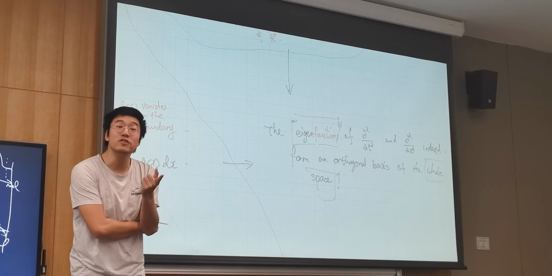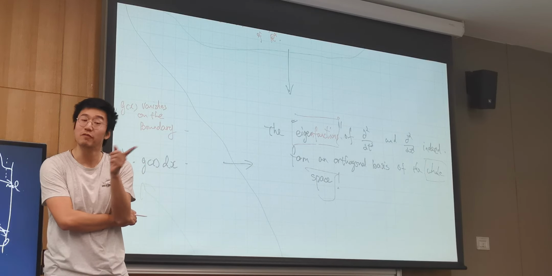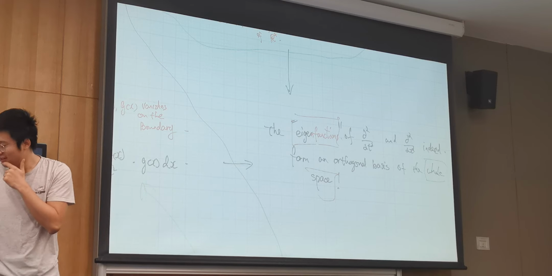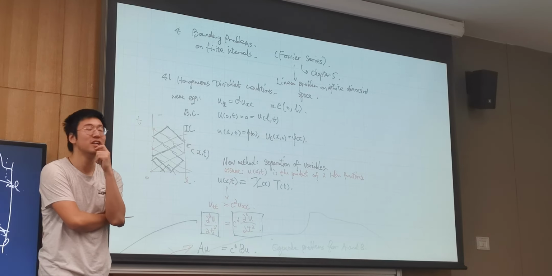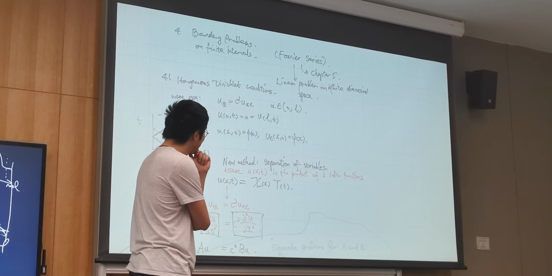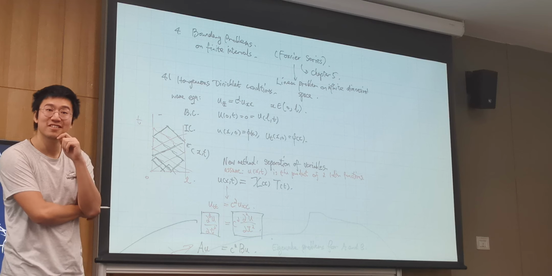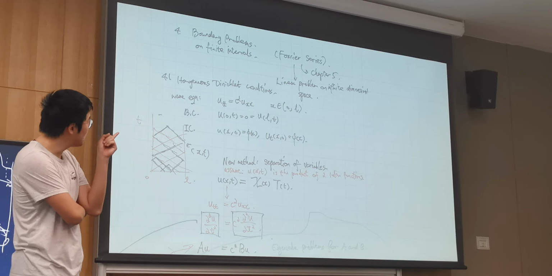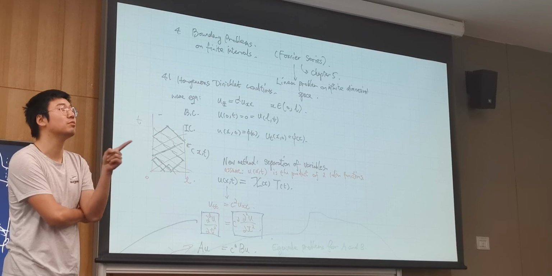And second, what is the so-called whole space? It should be the space of all the functions. What kind of functions? Where is the function defined? Where is u(x,t) defined? x should belong to 0 to L, and t should belong to negative infinity to positive infinity.